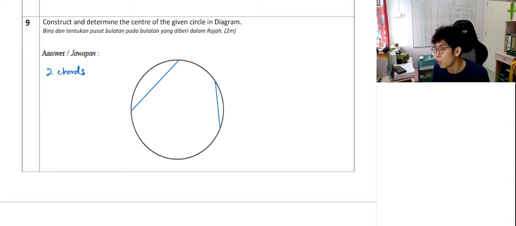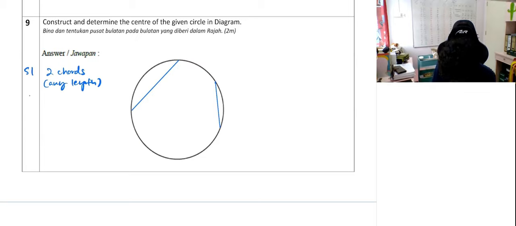Any length, okay? Two chords, huh? Step one. And then step two, what you're gonna do? You're gonna use your compass. This one, you have to use compass already.